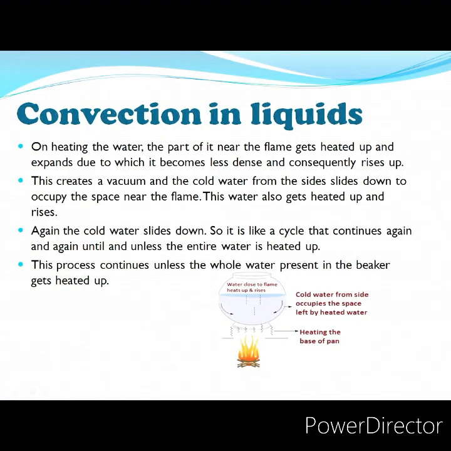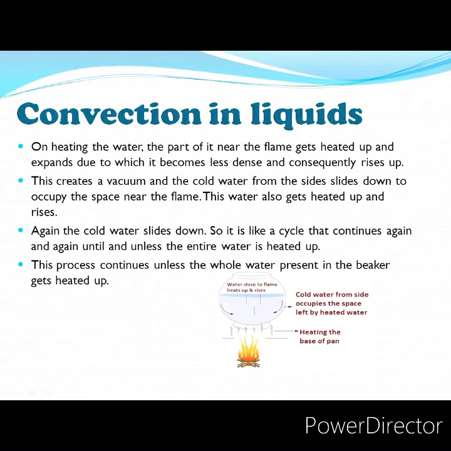Convection in liquids. On heating water, the part of it near the flame gets heated up and expands, due to which it becomes less dense and consequently rises up. This creates a vacuum and the cold water from the sides slides down to occupy the space near the flame. This water also gets heated up and rises.